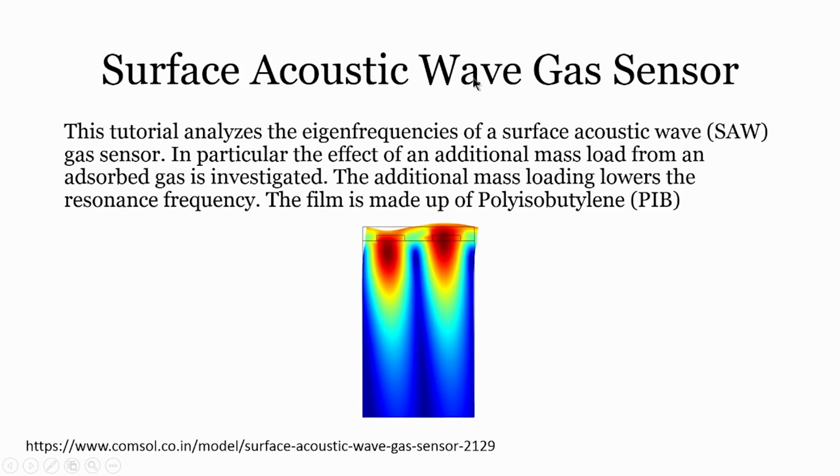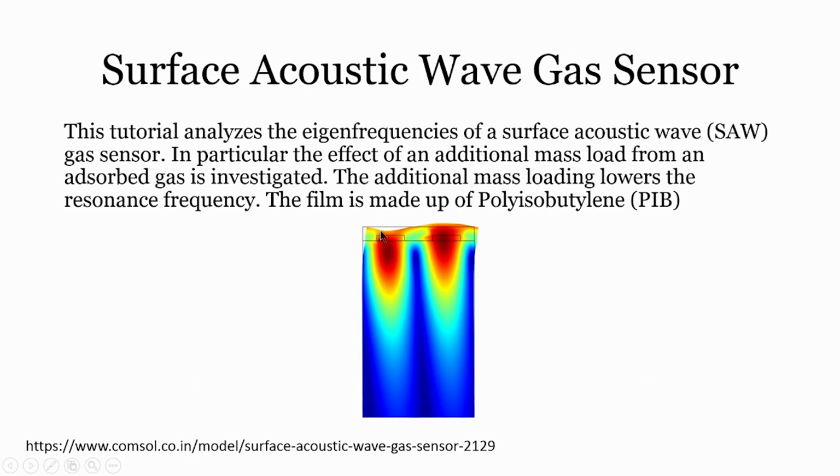Then we have surface acoustic wave gas sensor. So over here what you see is 2 interdigitated electrodes, IDE, and on top of the IDE that you can see over here and here is the film of PIB, that is polyisobutylene, which is deposited on the IDE, and on the bottom we have the silicon wafer, and based upon the gas.